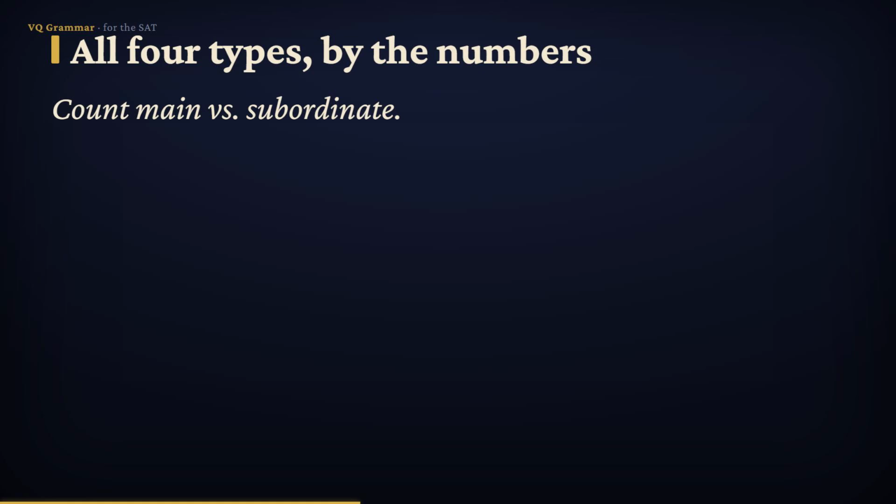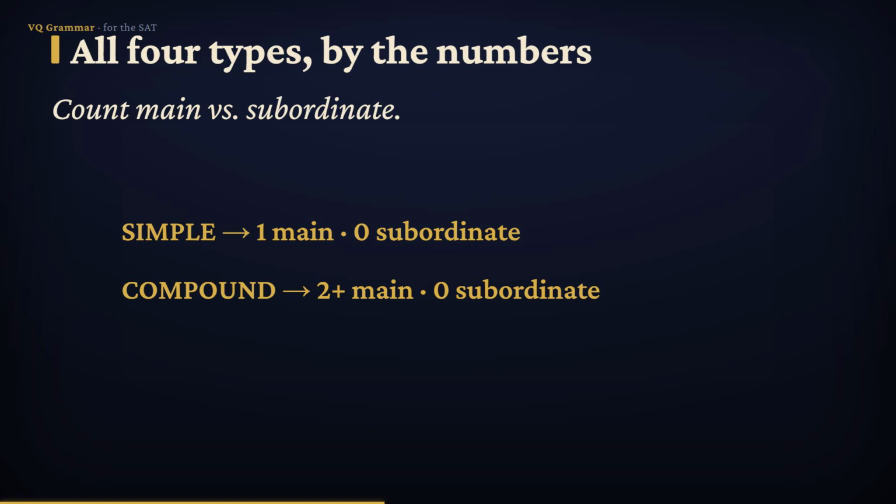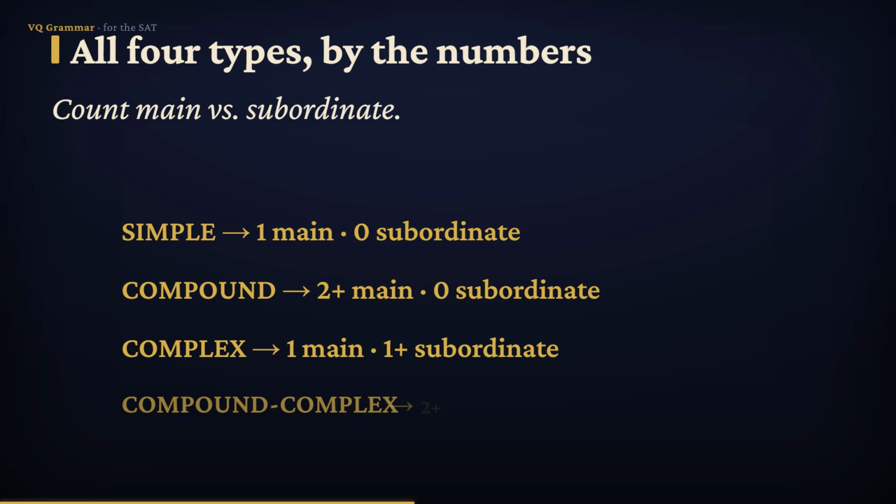Let's step back and see all four sentence types together, sorted by the numbers. Simple. One main clause, no subordinate clauses. Compound. Two or more main clauses, no subordinate clauses. Complex. One main clause plus one or more subordinate clauses. And compound complex. Two or more main clauses plus at least one subordinate clause. Count your main clauses and your subordinate clauses, and the name falls right out.